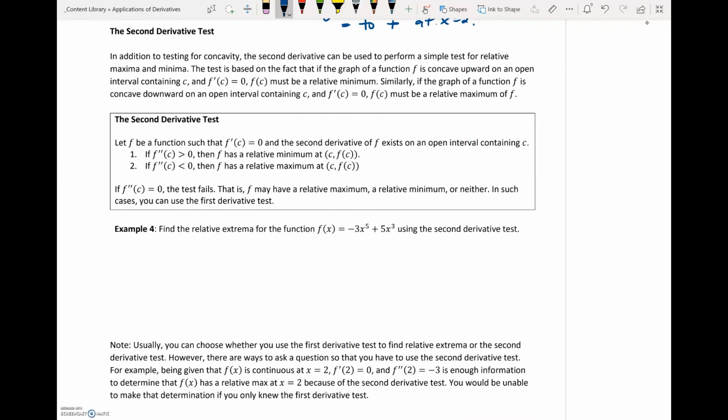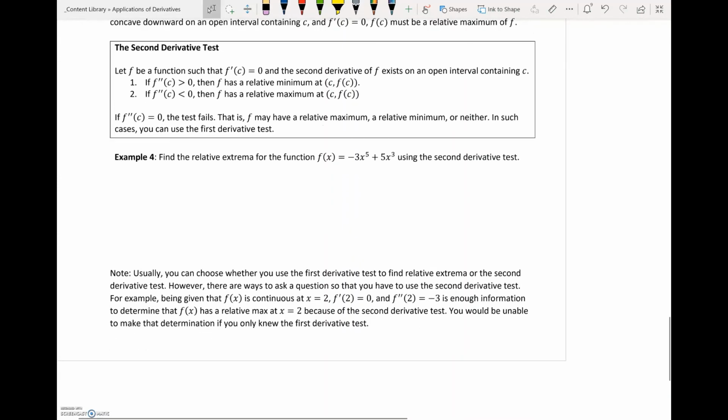So if you get the double derivative to be positive at c, that means you have a relative minimum there. If your double derivative at c is negative, then that means you have a relative maximum at c. But if f double prime of c is equal to 0, then this test fails. So that means we don't have enough information to determine if f has a relative maximum, minimum, or doesn't have anything. In that case, you have to use your first derivative test.